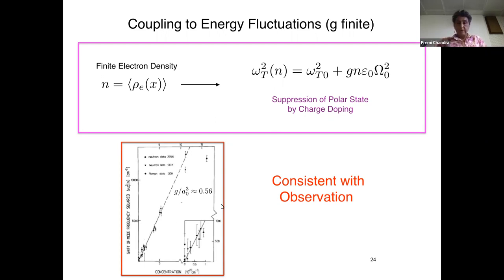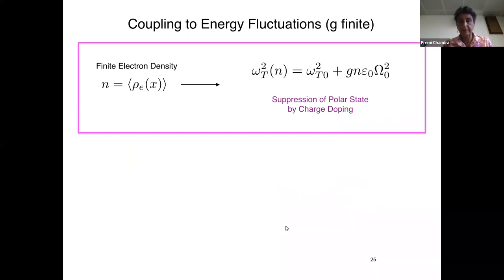But the ionic plasma frequency. And the key point here is that this hadn't been explained by other models, and this is just an easy thing. So this is consistent with observation. What we do is we dope the system and we suppress the polar state. Of course, we also move the quantum critical point, but we have to include this in our calculations, how our soft phonon frequency is changed by putting in the electrons. And this is consistent with observation.